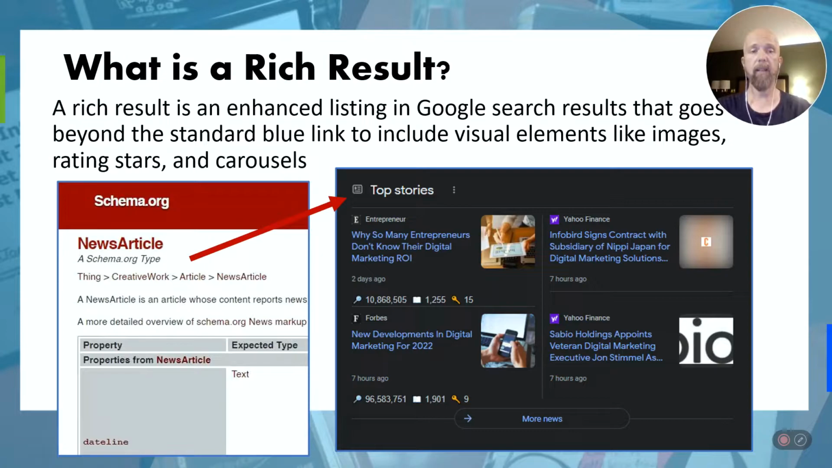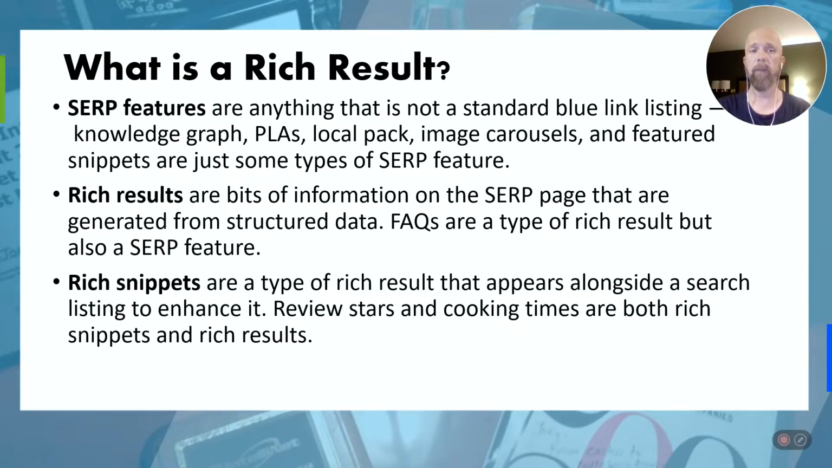Using the schema article will produce a rich result, potentially in top articles. So a rich result is basically either a SERP feature or a rich snippet, which is a bit of information on the SERP page, like little stars and extra information. We'll look at that. Rich snippets are basically stuff that appears alongside the search that enhances it. And the SERP features we talked about are image carousels, different knowledge graphs, and things like that.